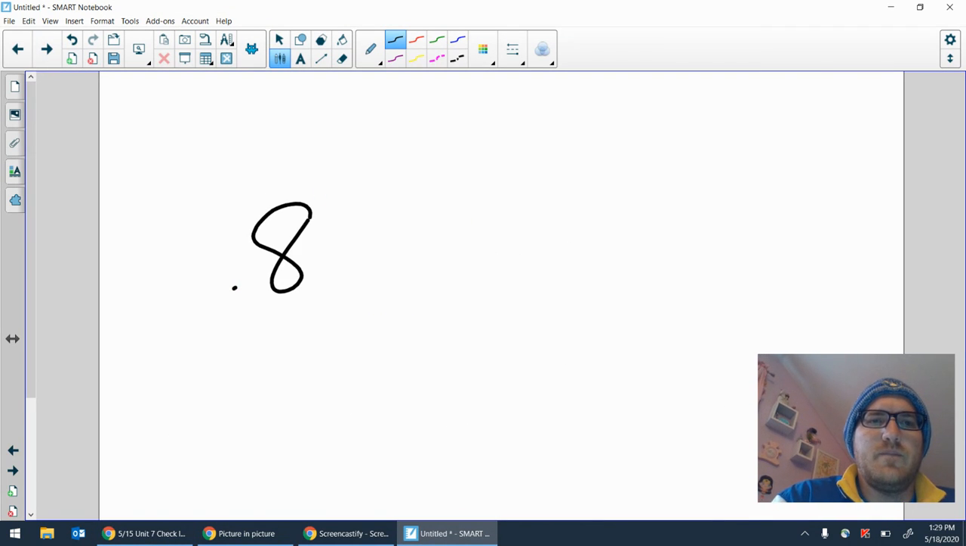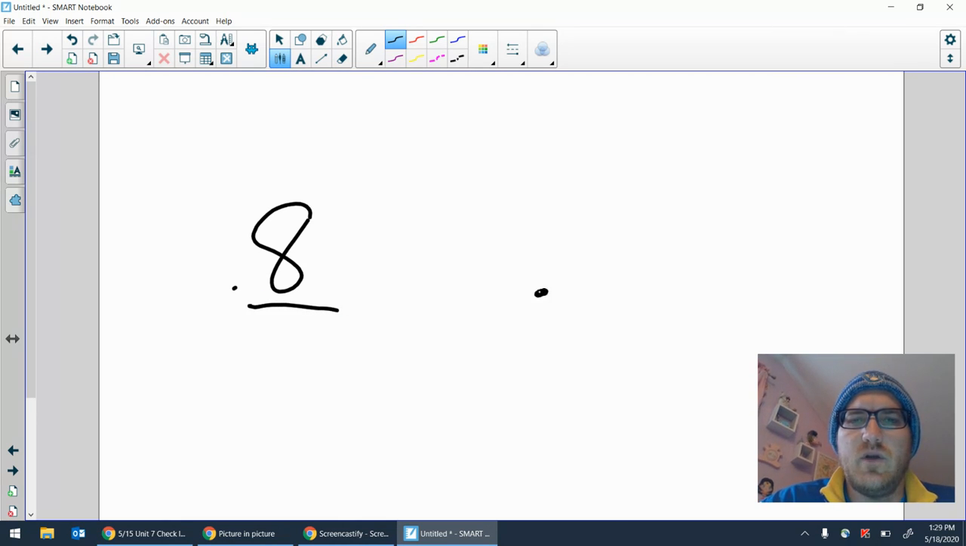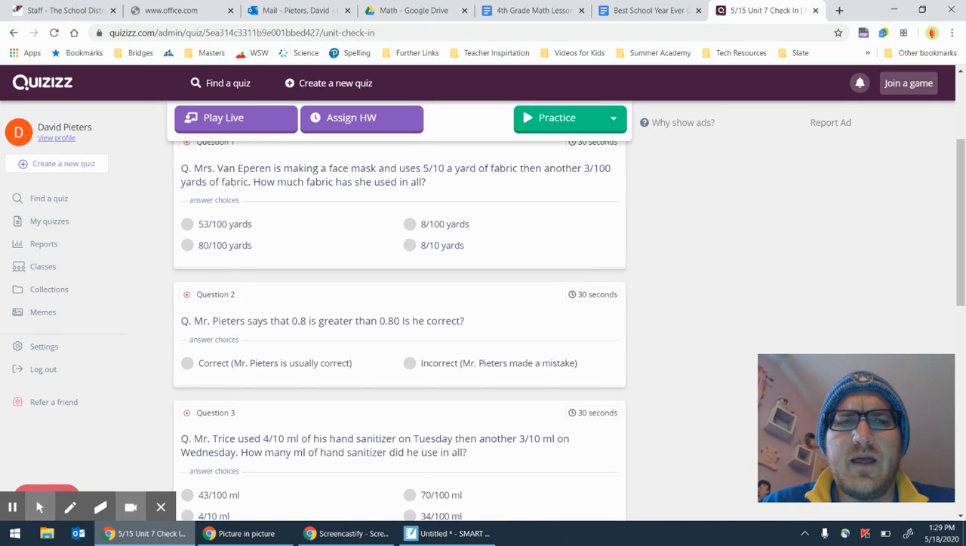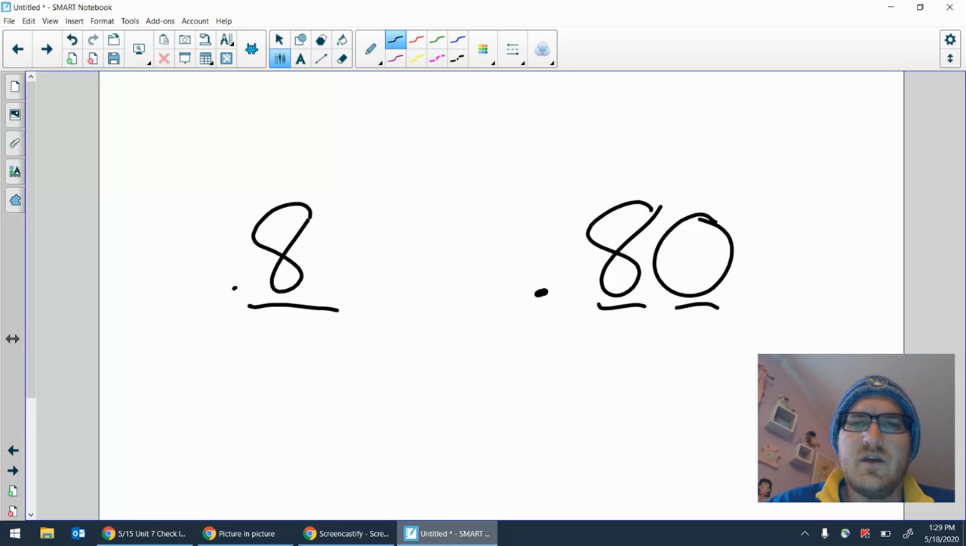So when we look at it, we have the 0.8 or 8/10, because we're in the tenths place, and then we are looking at 80 hundredths. And I just put the lines underneath there so we can see the place value spots. So in this, I had said that 8/10 is greater than 80 hundredths.